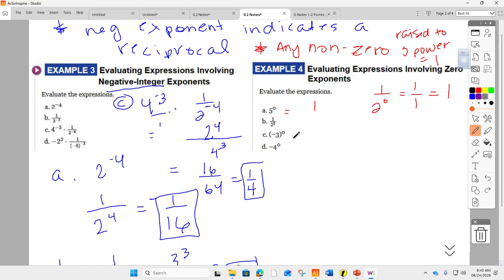So -3 to the 0 power is also 1. What is D simplified to? Is that also 1? Zachary says it's -1. Why is it -1, Zachary? Perfect. So this is the opposite of 4 to the 0 power. So that's actually -1. So far, so good?